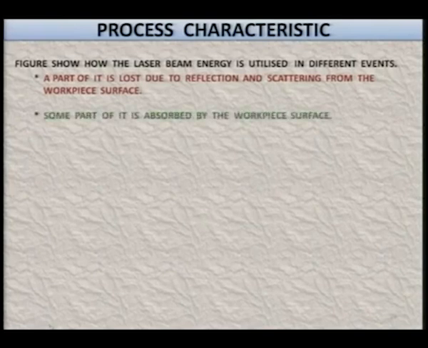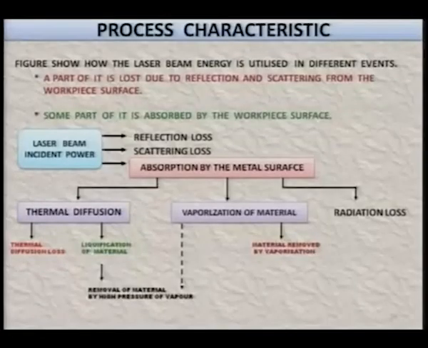A part of it is lost due to reflection and scattering from the workpiece surface. Definitely, how much is the reflection and how much is the scattering depends upon the surface characteristics of the workpiece. If it is highly reflective, a large amount of reflection will take place, and if the surface finish is not good, then a lot of scattering will take place and concentration of heat will not be there. Then again the machining efficiency will go down. Some part of the heat is absorbed by the workpiece surface.